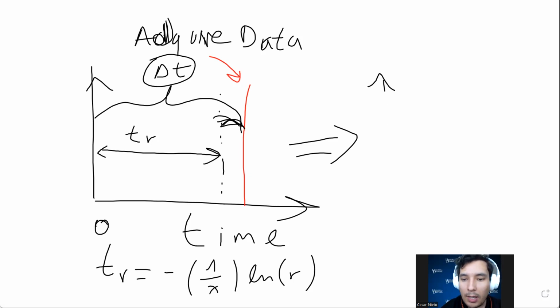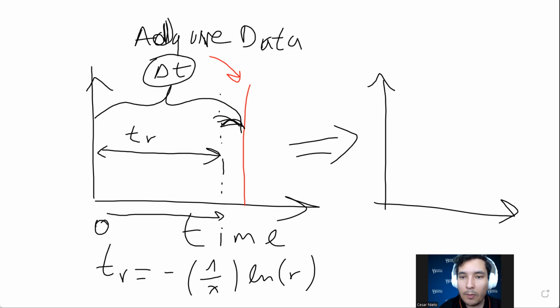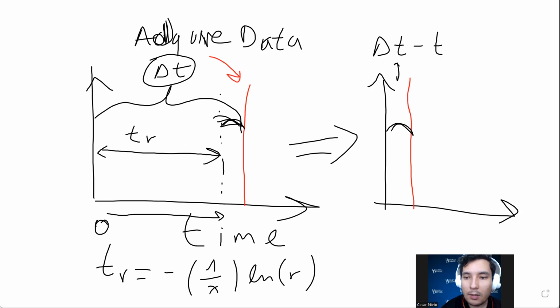So now I move forward in time by tau tr, that is going to be the minimum. And now my new time for data acquisition is going to be less because I move forward in time. The new time for data acquisition is simply delta t minus tr. So this can happen multiple times.